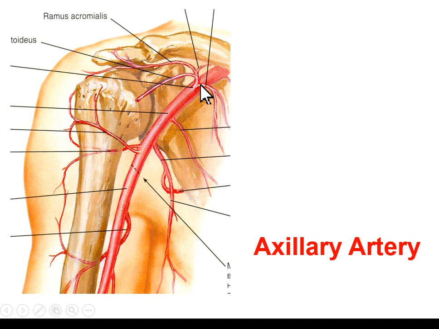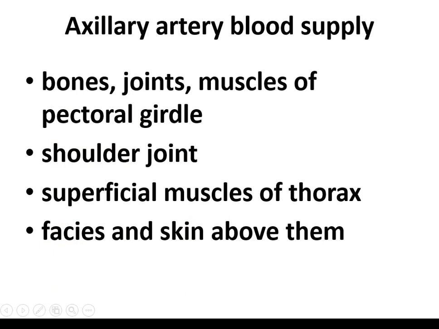Here the axillary artery lies near the axillary fossa. This axillary artery supplies blood to the bones, joints, and muscles of the pectoral girdle, shoulder joint, superficial muscles of the thorax, fascias and skin above them. This is the function of the axillary artery.